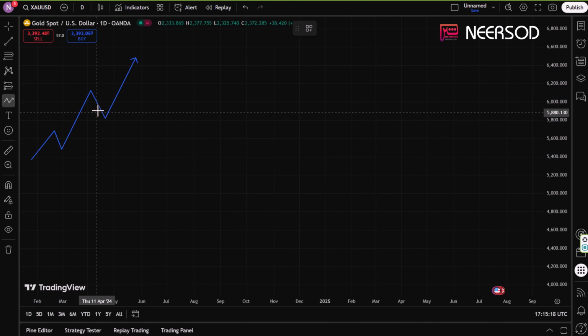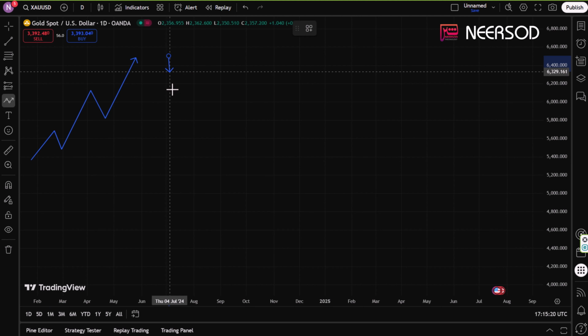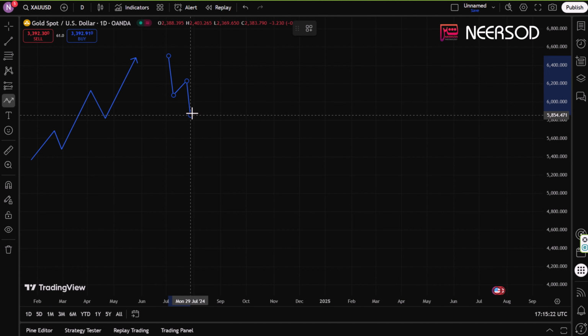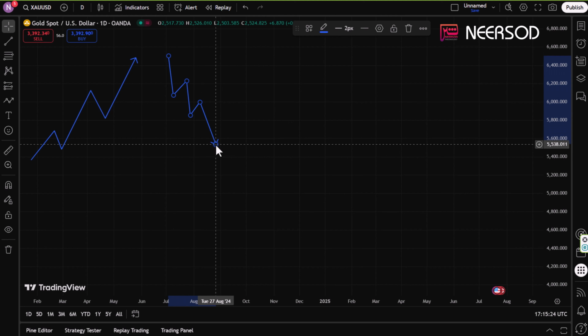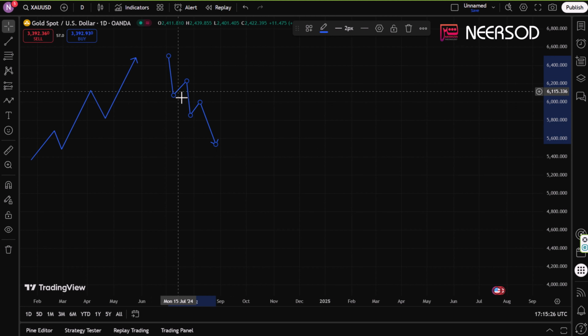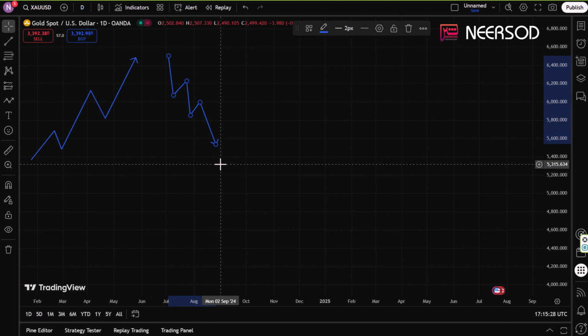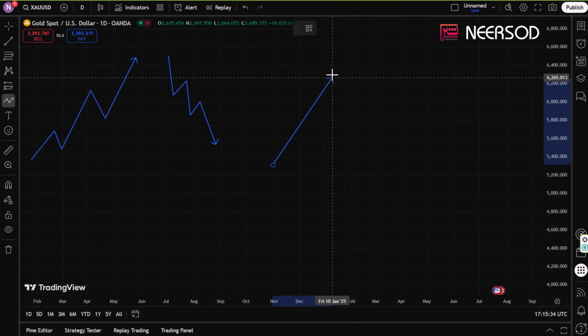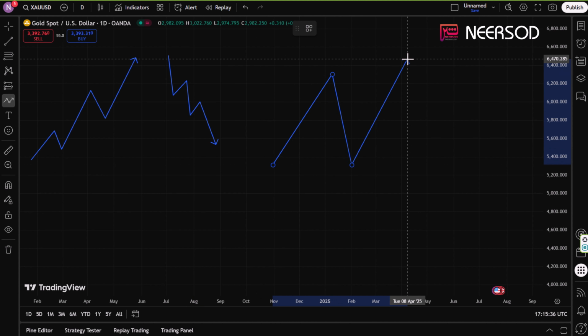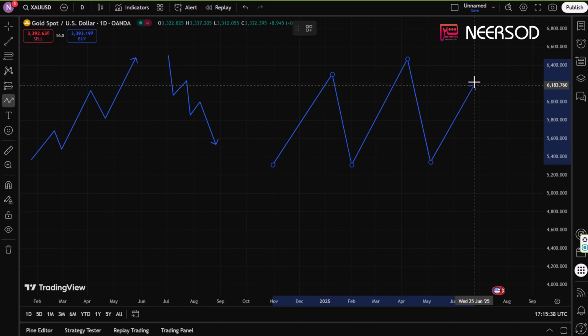The second structure is a downtrend. The price forms lower highs and lower lows compared to previous highs and lows. This means sellers are dominating and the market is falling. The third structure is a range market, where the price oscillates between a horizontal high and low, with neither buyers nor sellers being strong.